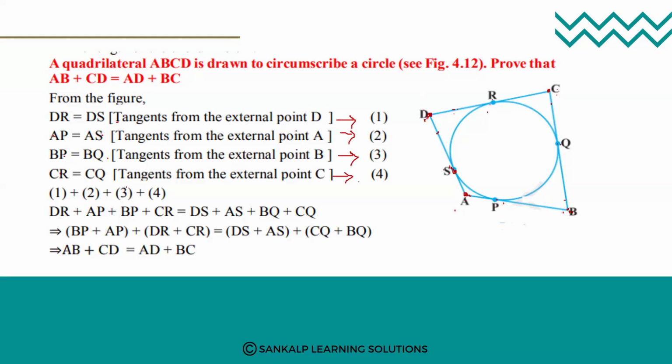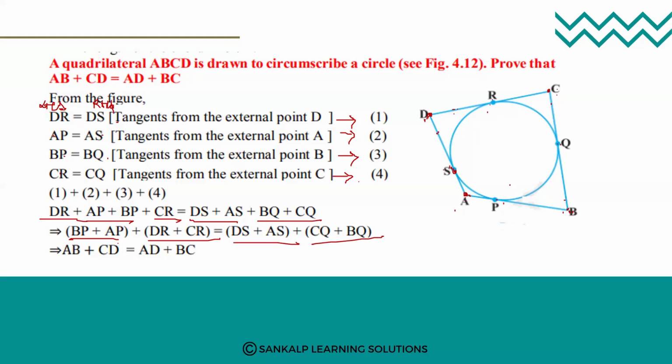Okay. Now from 1, 2, 3, 4, DR plus AP. Consider this as the LHS part and this as the RHS part. So add all the LHS parts, that is DR plus AP plus BP plus CR, and next the RHS, DS plus AS plus BQ plus CQ. Now make groups: AP plus BP, and DR plus CR; here DS plus AS, and BQ plus CQ.